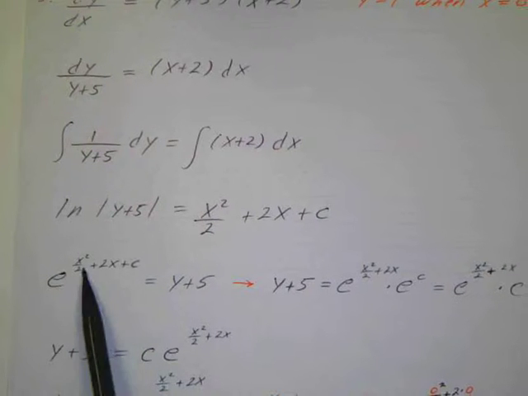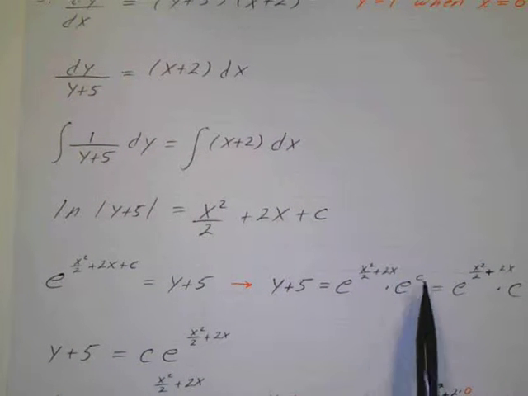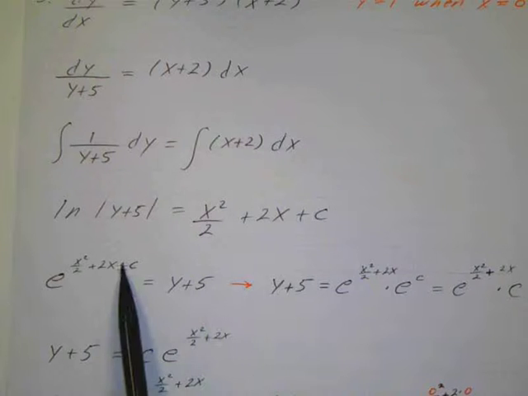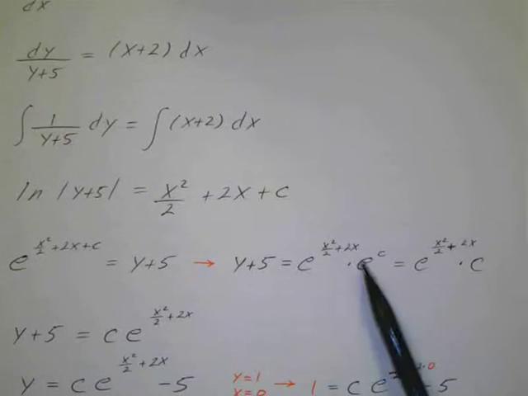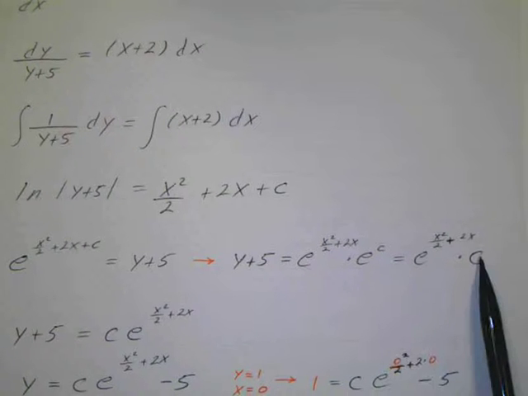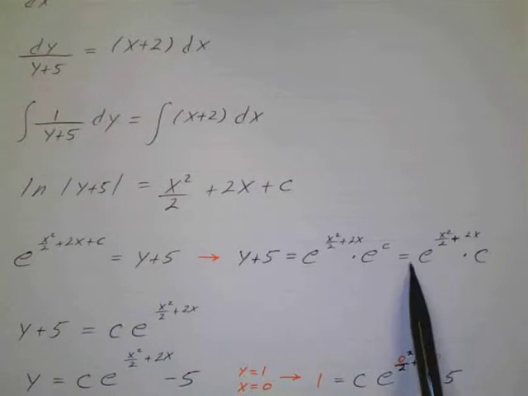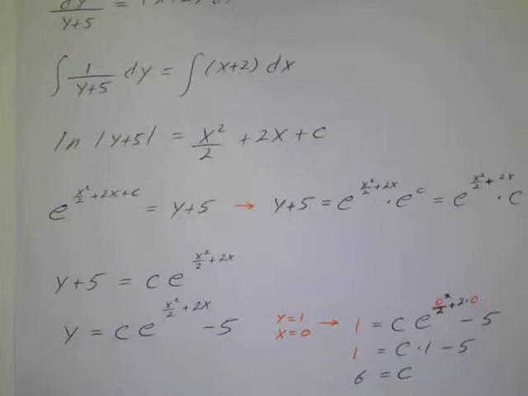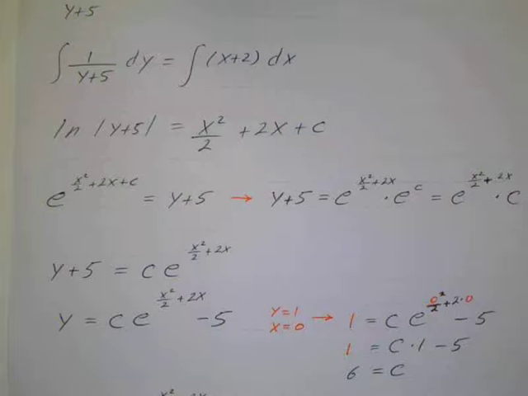And what I can do is break this up into e to the x squared over 2 plus 2x times e to the c. I just break it up from an addition to a multiplication, using my properties of exponents. And e to the c is just another constant, so that's just c. And then I can put this in front when I rewrite this down here. So I have y plus 5 equals c times e to the x squared over 2 plus 2x.